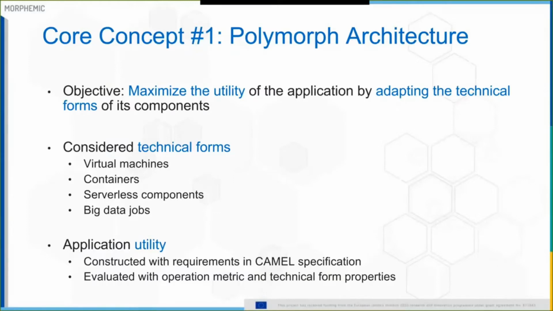The more tricky notion here is the application utility. This is a notion developed inside the Morphemic project to evaluate the usability of an application given a specific technical context. We determine this function based on the requirements expressed in the specification in the CAMEL model, and this utility is continuously evaluated as an operation metric based on technical form properties all along the application execution.